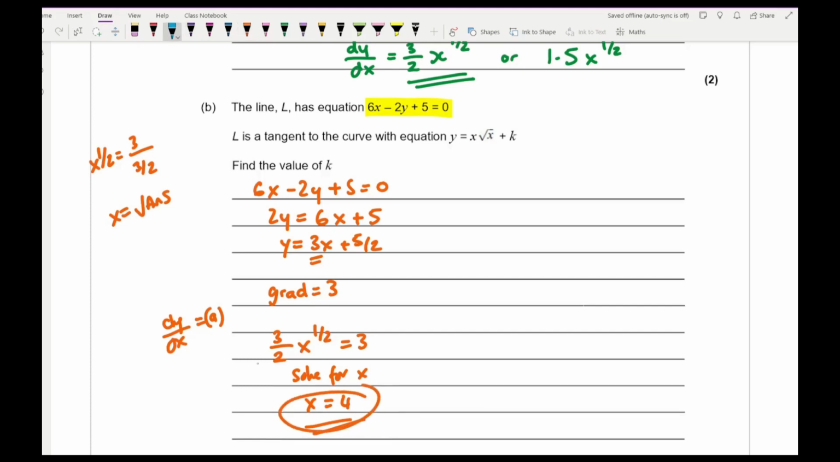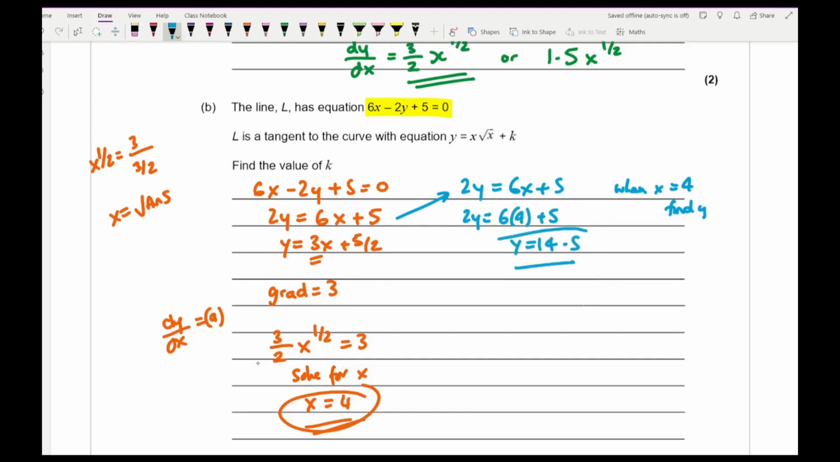So now what's left for me to do is find the y ordinate. So then using 2y equals 6x plus 5, and that's just taken from this line here. We know that when x equals 4, what we need to do is now find y. So substituting x into this, we get 2y equals 6 times 4 plus 5, which gives me a y value of 14.5.